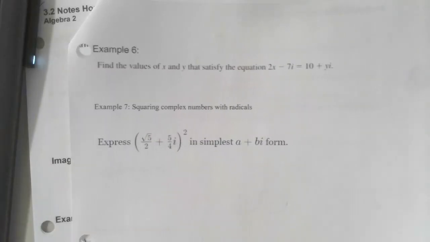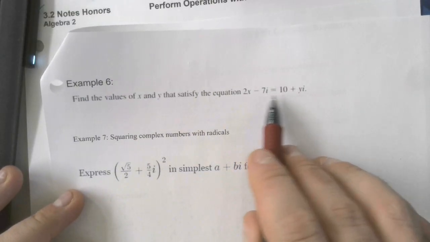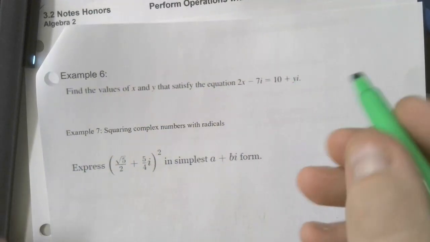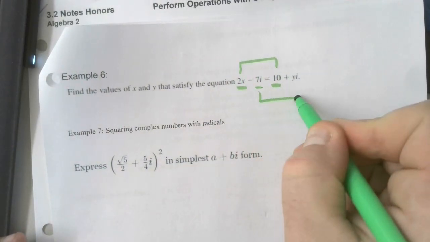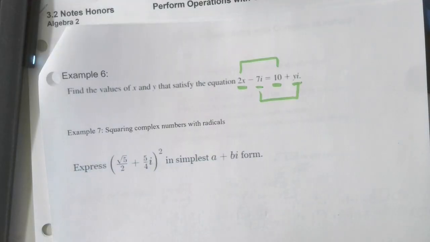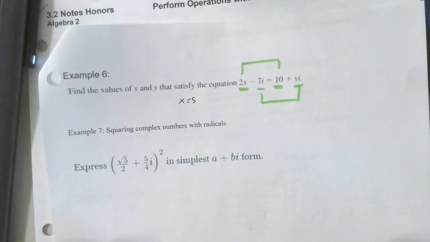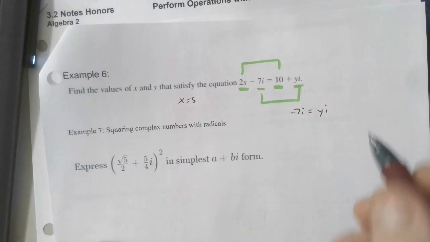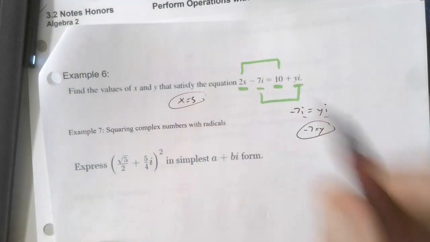Okay. So the last two scenarios: the first is dealing with an equation with common parts that you have to set equal. The real parts you set equal, and then the imaginary parts you set equal. So if 2x equals 10, x is 5. If -7i equals yi, then -7 equals y. So those are very easy to get.